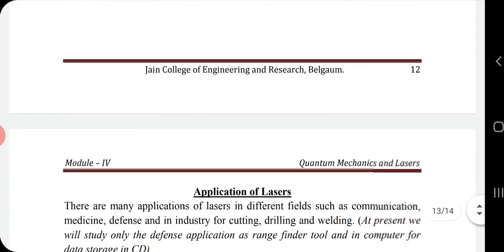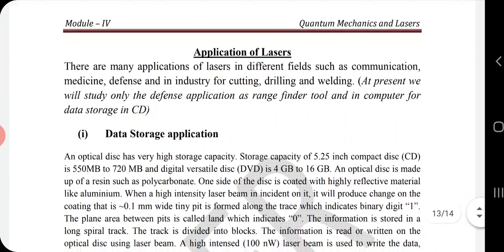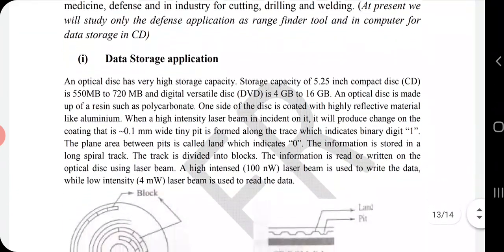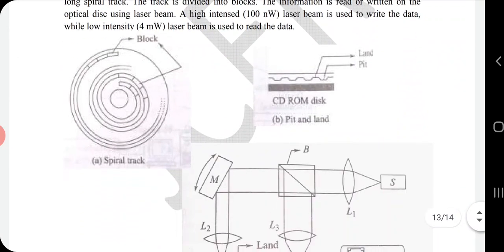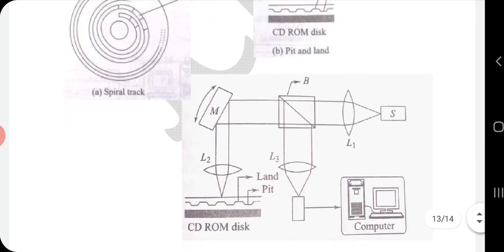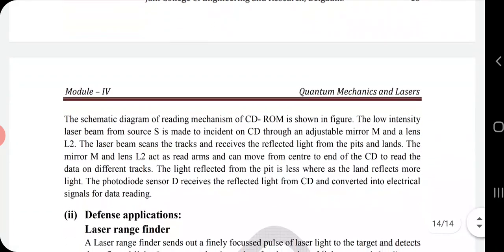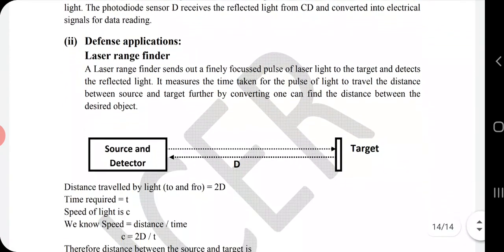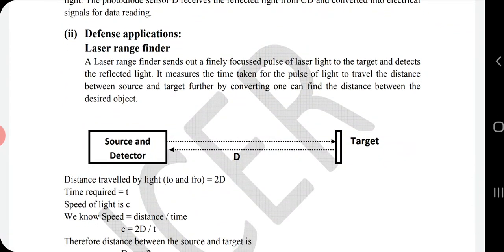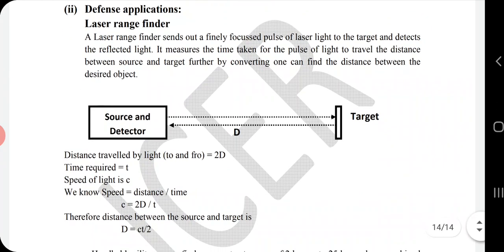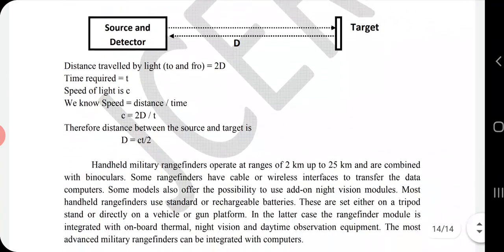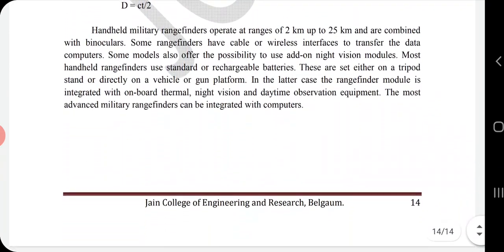At the end we have the application part. There are two main applications of lasers. One is data storage: how the data is stored inside a CD, that means compact disc, or DVD, and what the principle is. Then we have the defense application, mainly used to find the distance of the target to shoot it, which is called range finding. So this much we have in the laser topic.